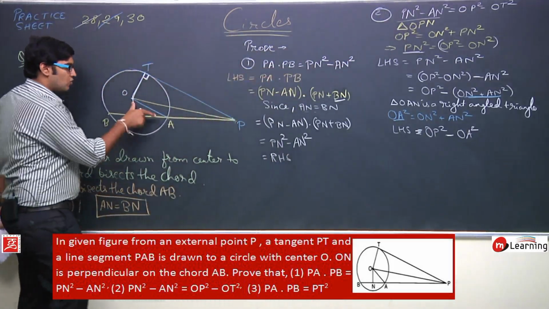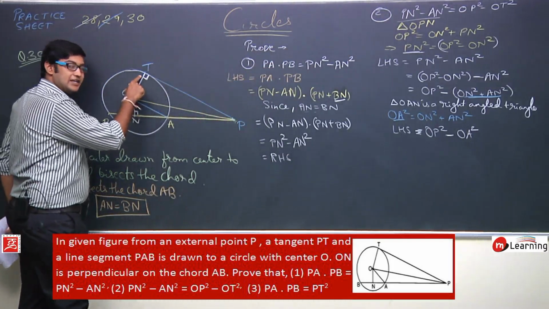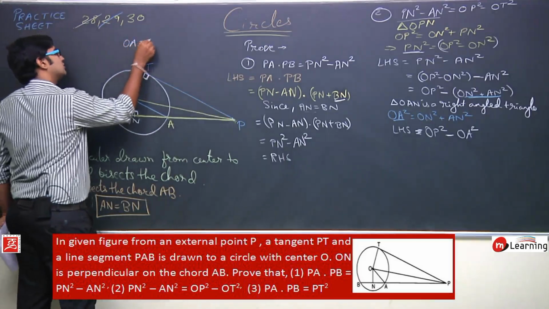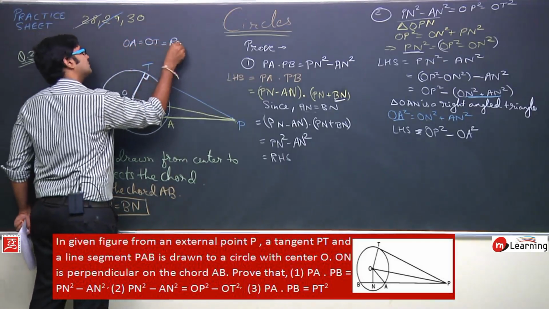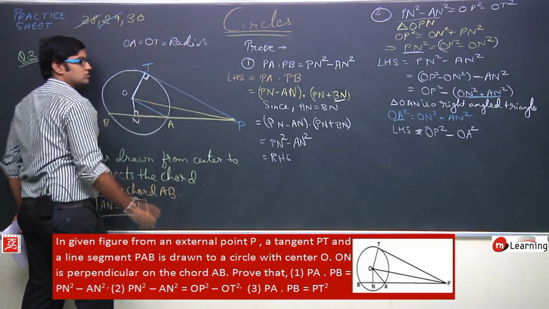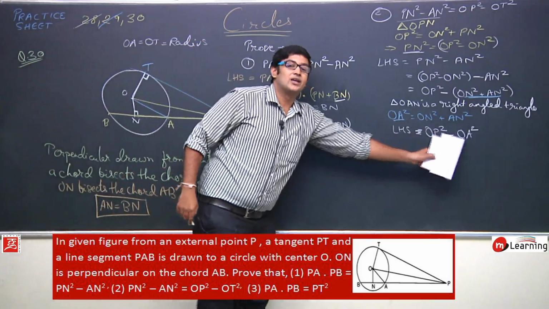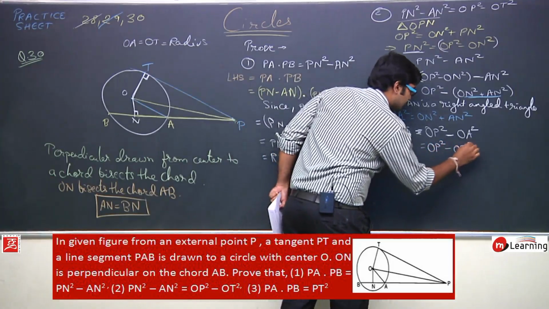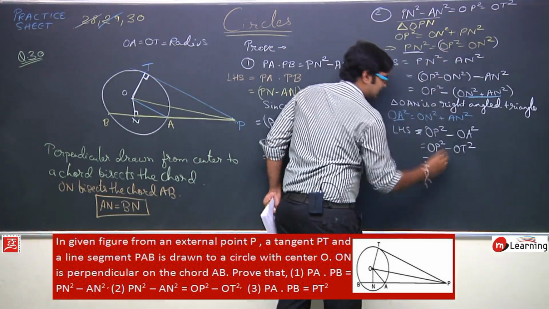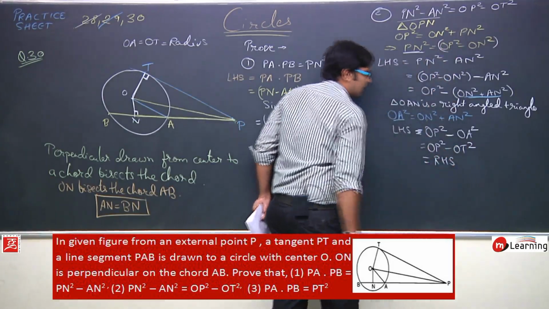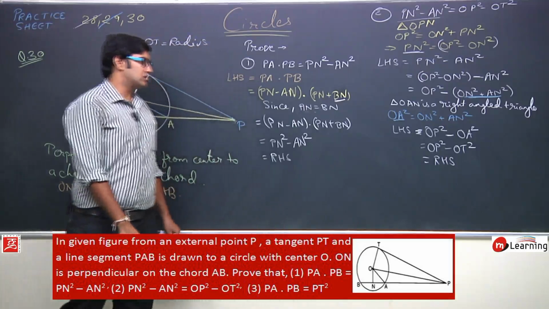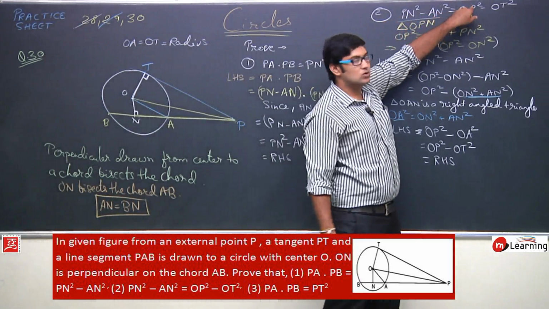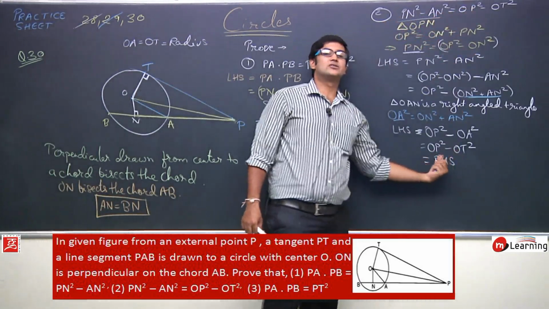But you can see OA is the radius, OT is also the radius. So can I say OA and OT are equal? OA is equal to OT is equal to radius. Okay. So in place of OA I can write OT. So this is OP square minus OT square, and you can see this is basically the RHS. Okay. So this is proved that PN square minus AN square is equal to OP square minus OT square.